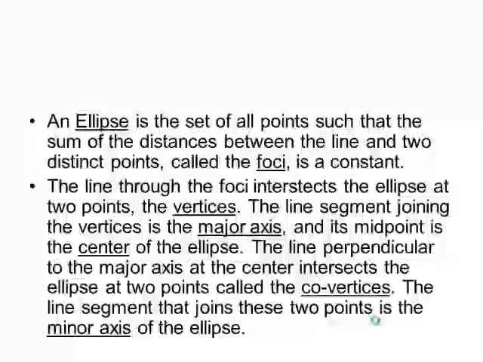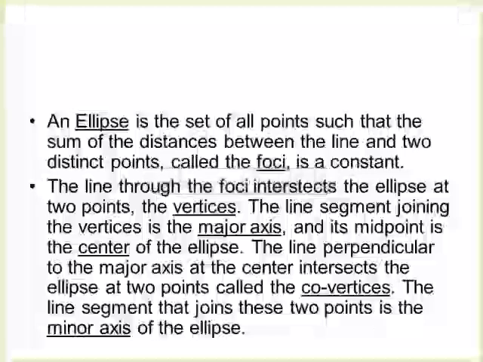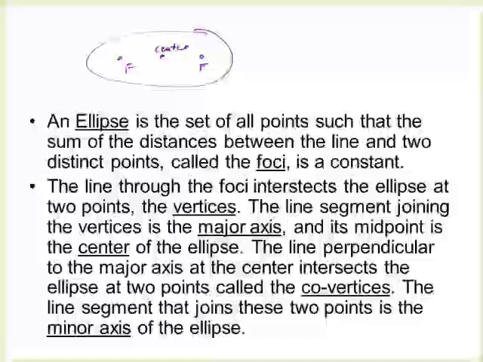Then some other key points on this graph. An ellipse can face up or down, or it can face side to side. So I'll draw this one sideways here. We're going to have a center. We're going to have our foci. Just label those with an F. The line through the foci intersects the ellipse at 2 points called the vertices. So if I kind of connect the center and the foci all together, where those hit the edge of the ellipse, those points are called our vertices.